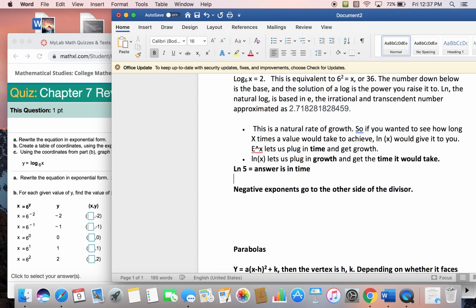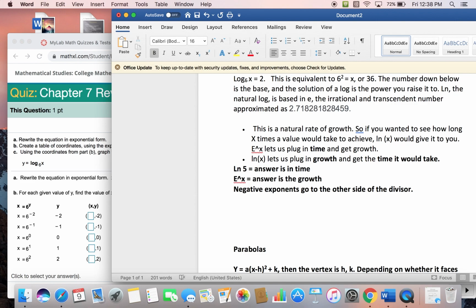But if you wanted to know what my population growth would be after 2 years or 2 months, or whatever it is, depending on the rate, then you put e to that rate. So you would plug in on your calculator e to the x power, and for x, you would plug in the time, let's say 10 years. And then it gives you the growth.